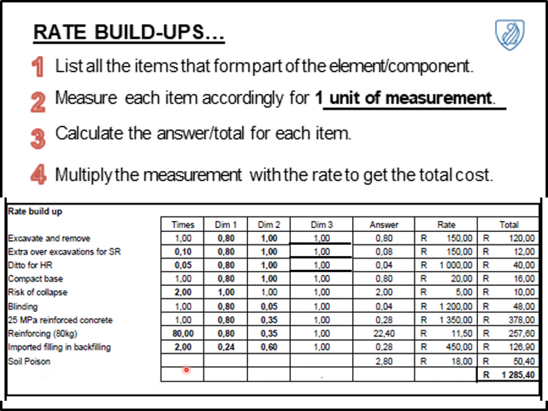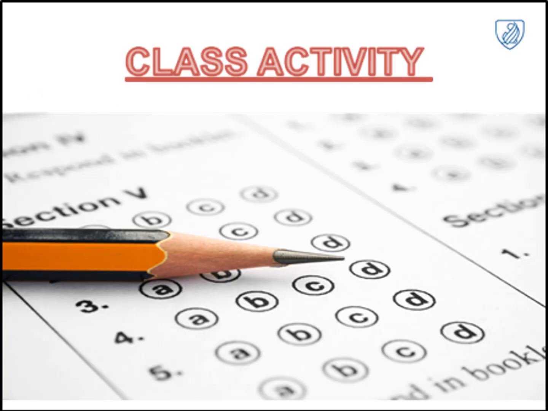Just note that the soil poisoning calculation wasn't included here, but it's basically just the area of the soil poisoning, and it's supposed to show the bottom and the side. So it's just something that was omitted here. Just make sure that you know how to calculate that. Very simple. Then you just add all of that up to get to your specific rate.